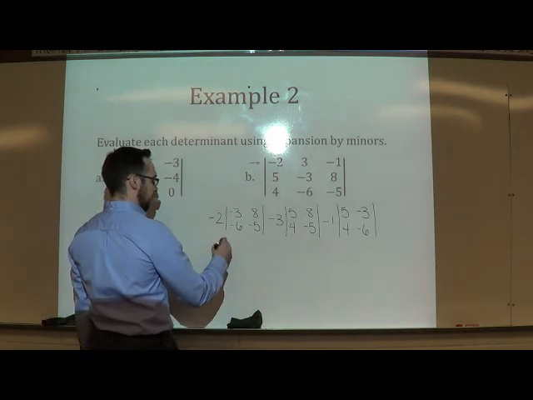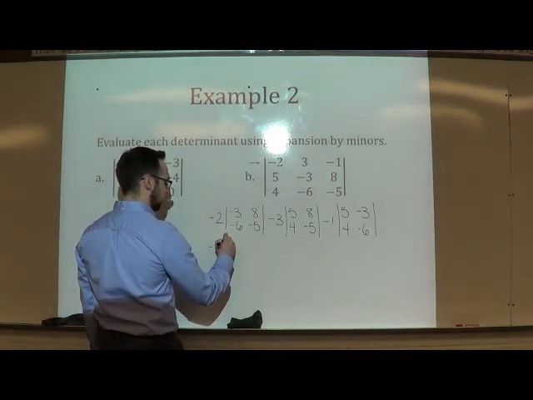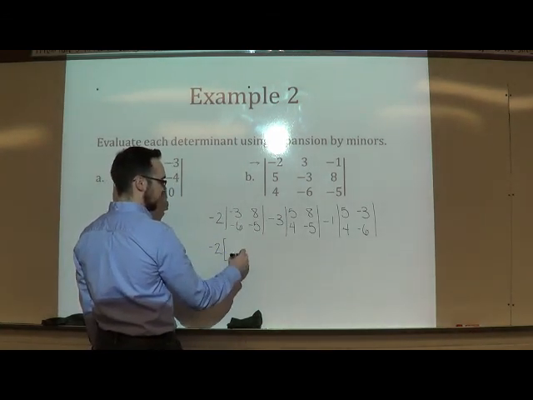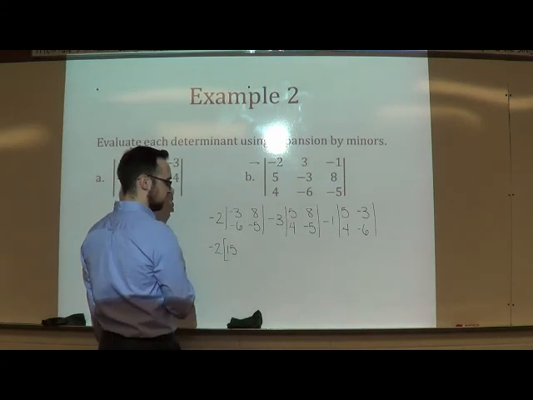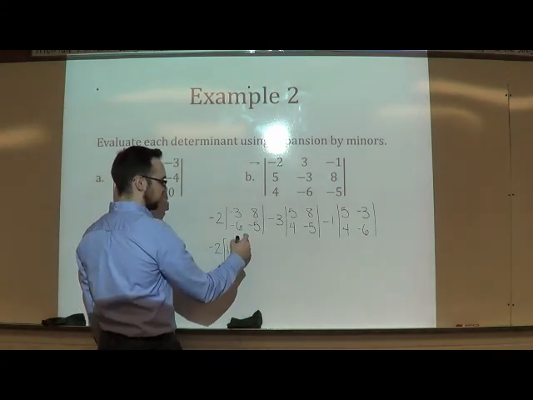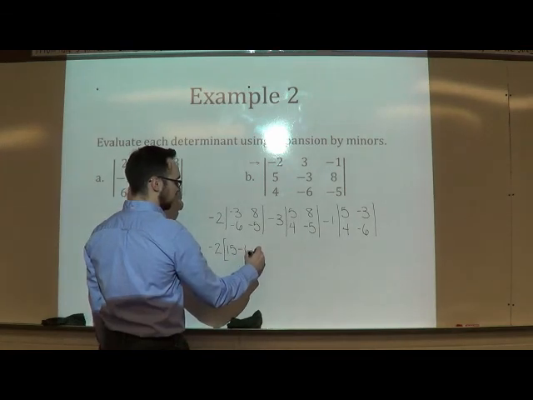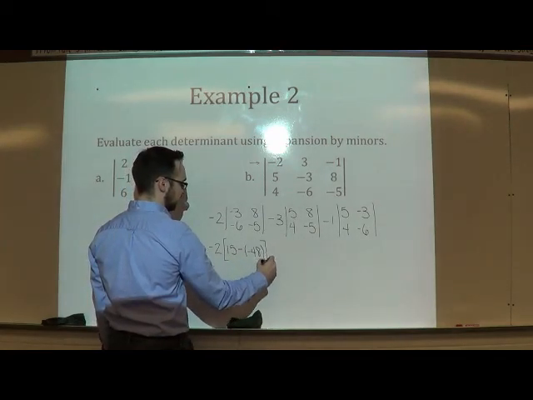So when we look at these, we're going to have the negative 2 out front. We're going to have negative 3 times negative 5, which is 15. And then 8 times negative 6. So a subtraction of a negative 48 here.